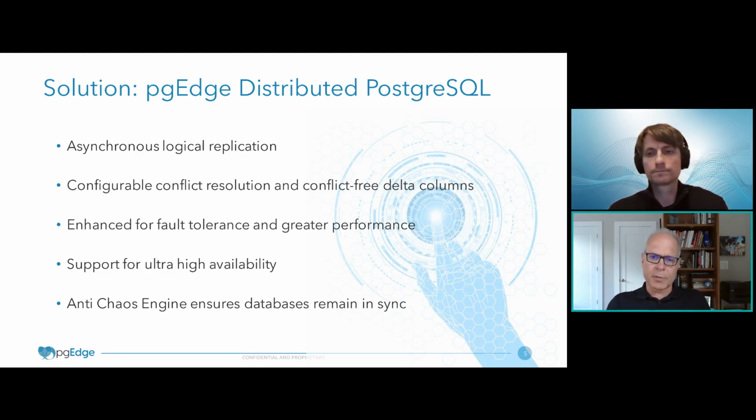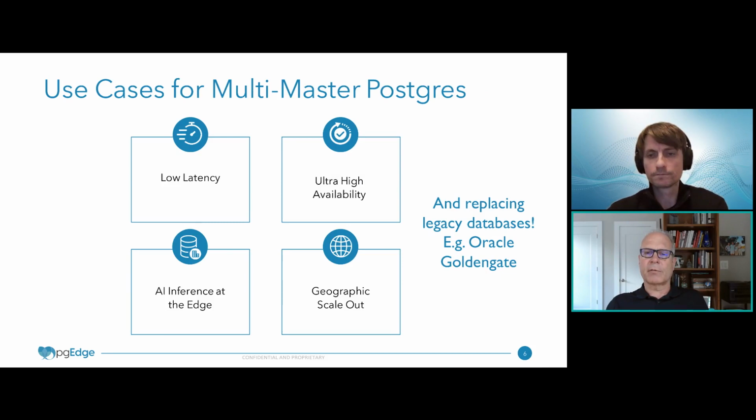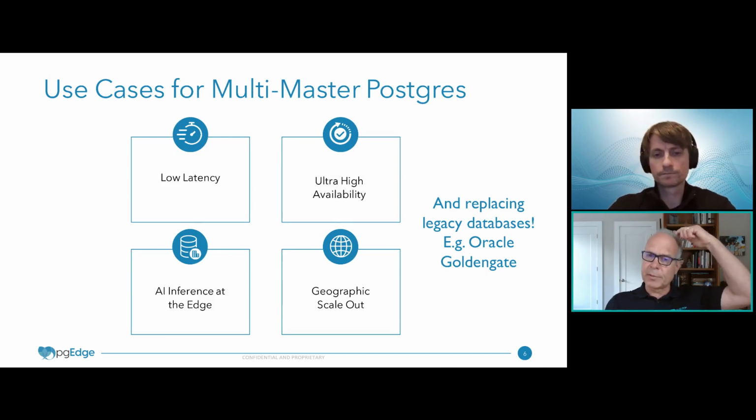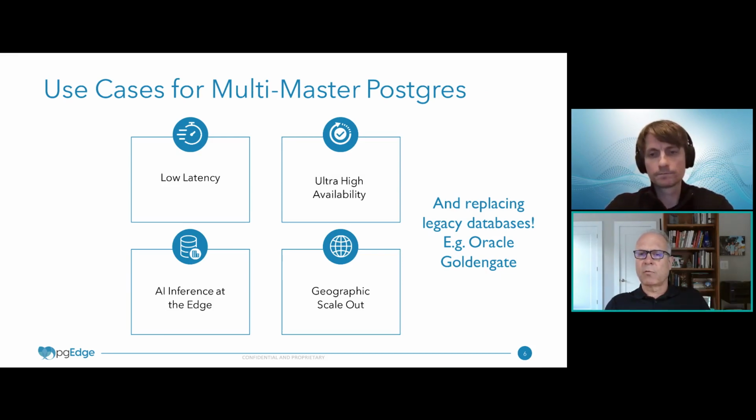So just quickly, those are some of the high-level features of our product. Let's jump into the use cases for this kind of product. So we think there are 4 or 5 main ones. This desire for low latency, getting those page load times down on a global basis, ultra high availability, making sure that your distributed system is up at all times and hitting 4 nines of uptime or even 5 nines of uptime.